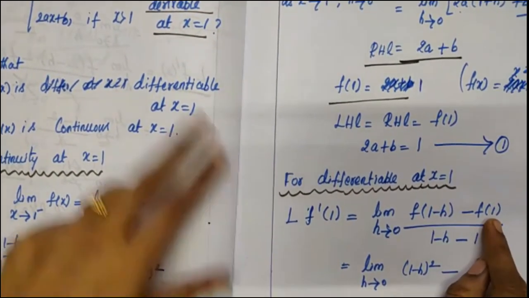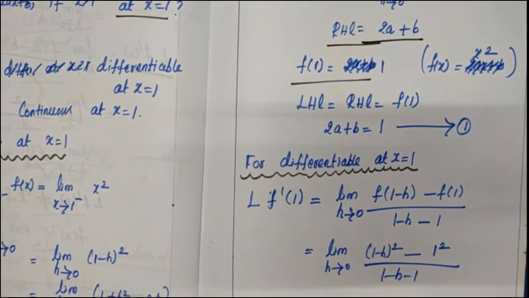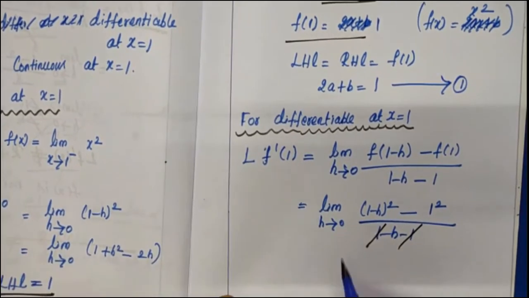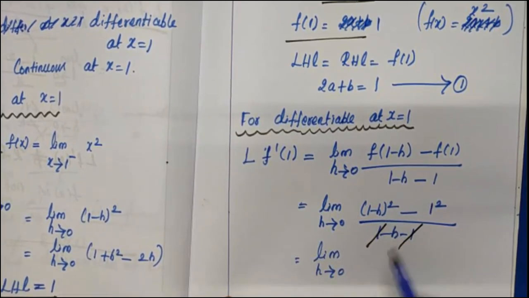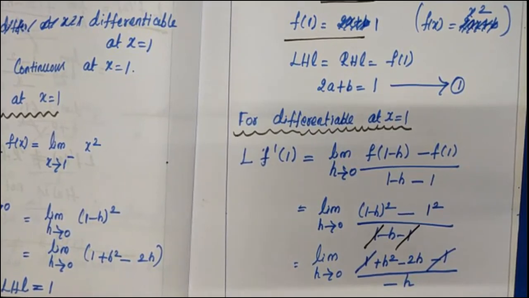So when f of 1 equal to 1 is put, the function x square gives 1 square divided by 1 minus h minus 1. Now terms cancel, you cancel them. Plus 1 minus 1. This is equal to limit h tends to 0. Expand the term: a square plus b square minus 2ab, minus 1 divided by minus h. Plus 1 minus 1 gets cut. h square minus 2h by minus h.